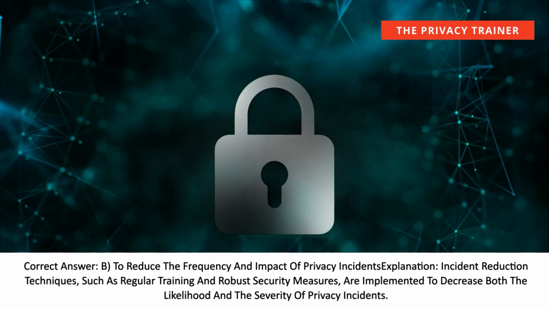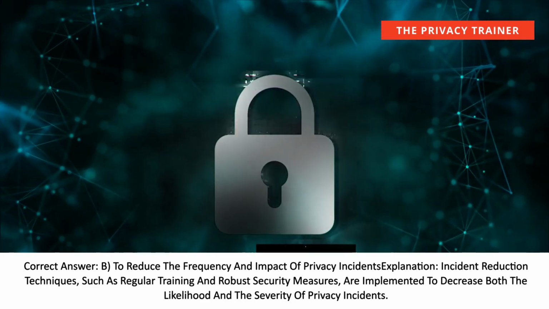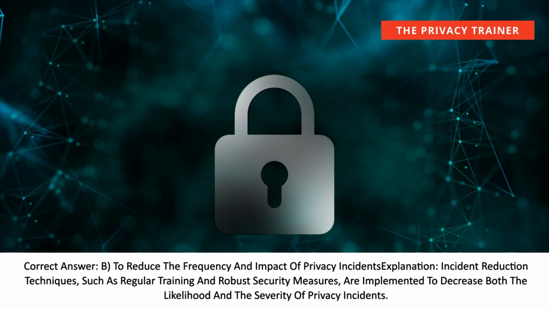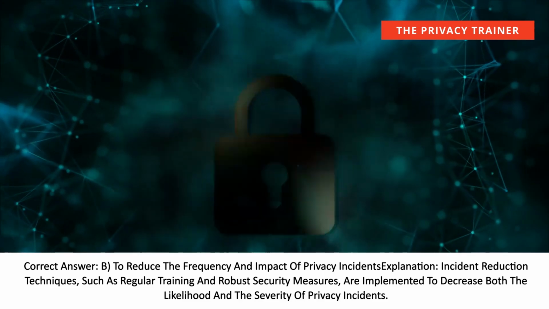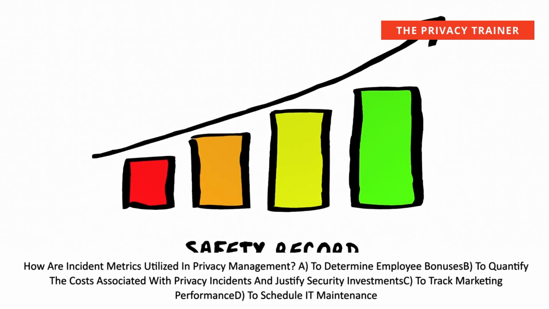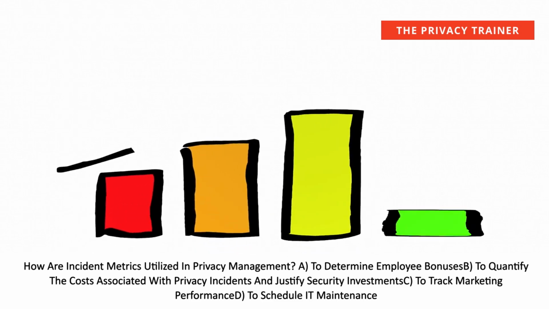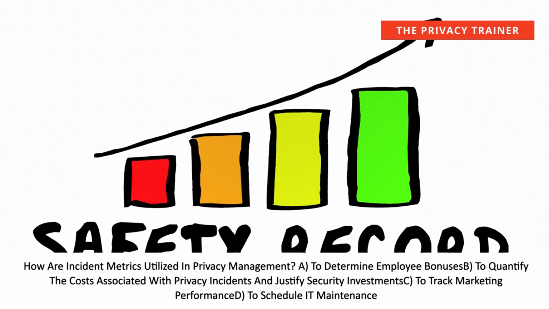Explanation. Incident reduction techniques, such as regular training and robust security measures, are implemented to decrease both the likelihood and the severity of privacy incidents. How are incident metrics utilized in privacy management? A. To determine employee bonuses. B. To quantify the costs associated with privacy incidents and justify security investments.